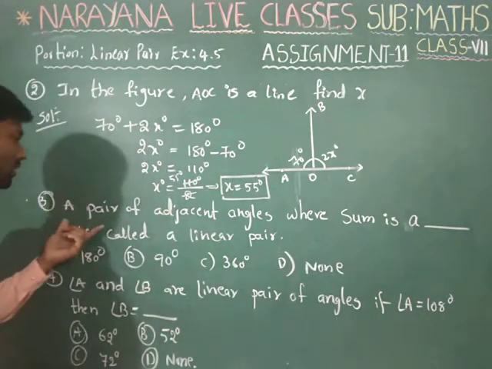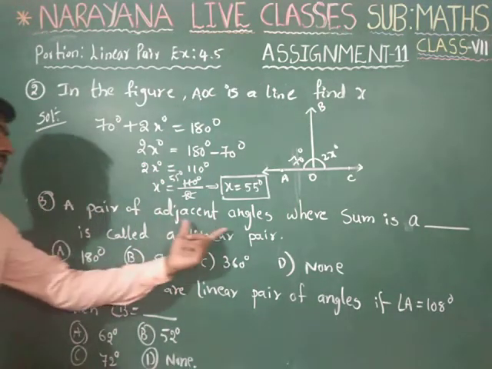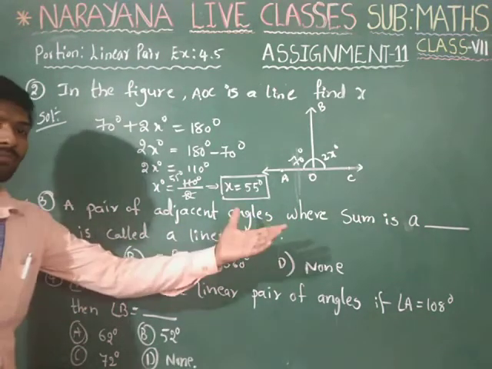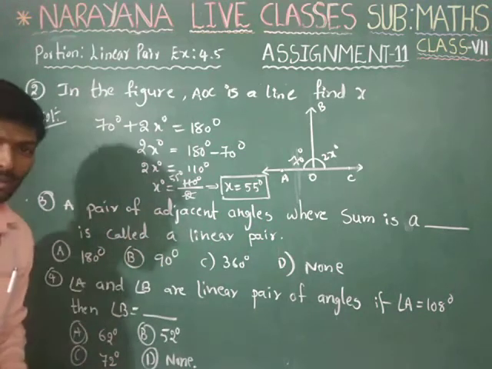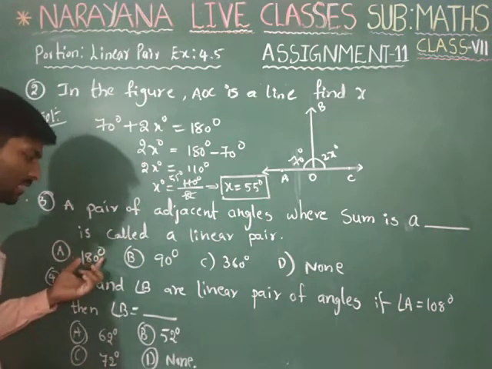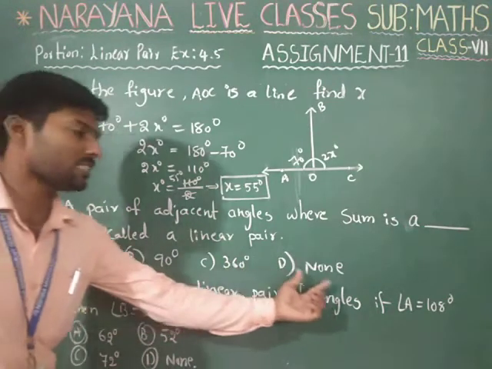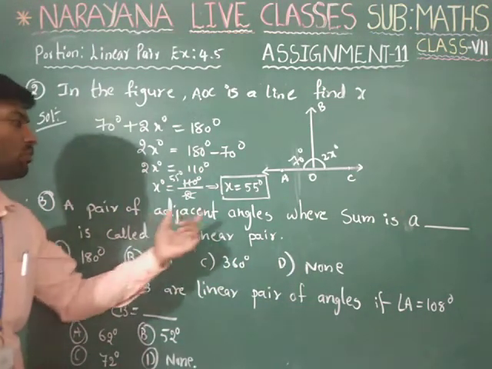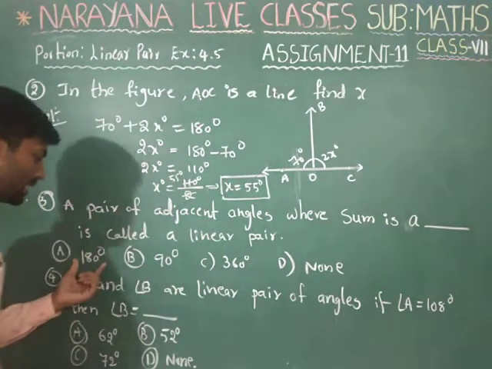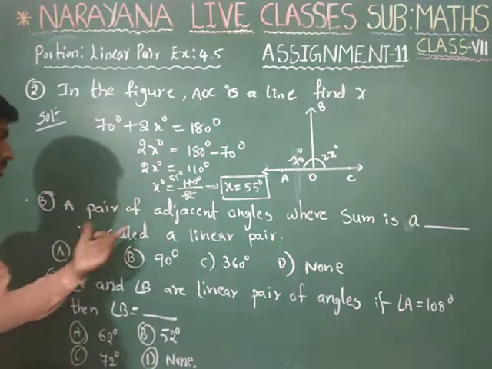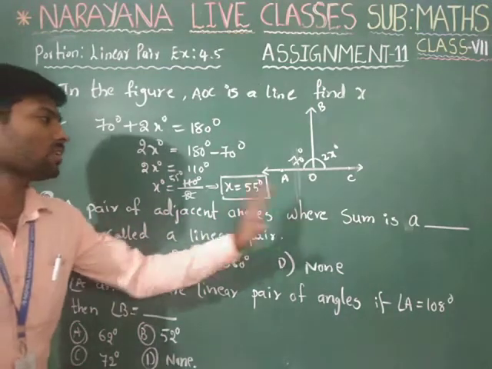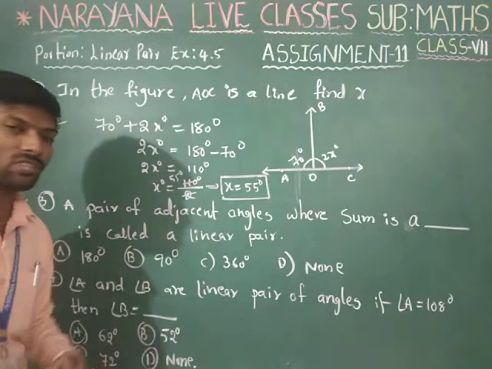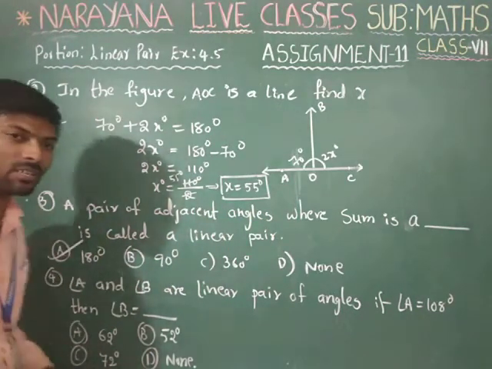Next, we'll see the multiple choice questions. The third one: a pair of adjacent angles whose sum is ___ is called a linear pair. Option A is 180 degrees, then 90 degrees, 360 degrees, and none. So which option can we take? The sum of two adjacent angles must be exactly 180 degrees. Then only we call it a linear pair. That is the definition of linear pair. So option A is the correct option.